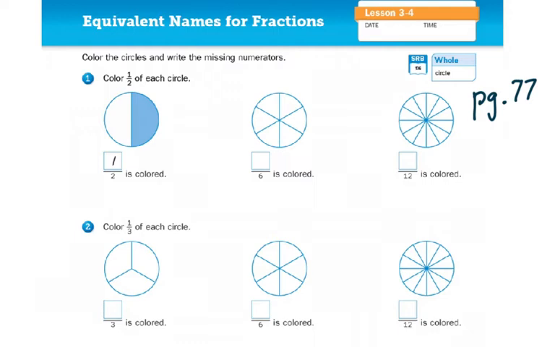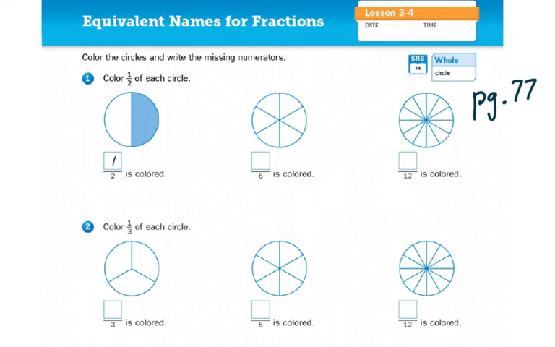On journal page 77, we are going to write equivalent names for fractions. Go ahead and open up your math journal and find page 77. The directions say to color the circles and write the missing numerators. The numerator is the top number. So number 1 says color half of each circle. The first one has been done for you.